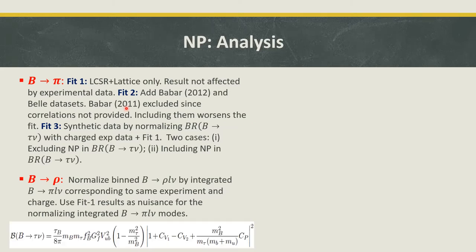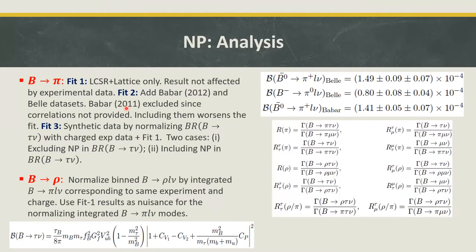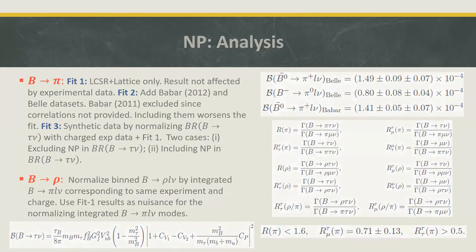So this is the complete new physics dependent B2 tau nu branching ratio, the theoretical expression for the same. These are the values for the integrated B2 pi l nu branching ratios that we use for normalizing. These are the various observables that we propose that will probe beyond standard model physics in B2U decays. And these are some limits that we could arrive at in the B2 pi sector, because B2 pi tau nu has an upper limit reported in PDG. So you use that upper limit and you can have these experimental limits on the new physics observables.